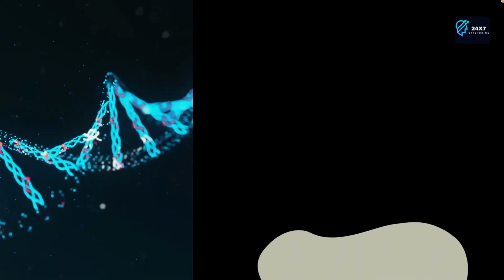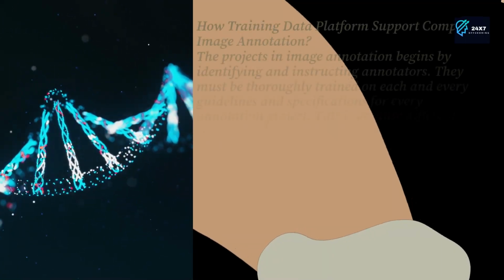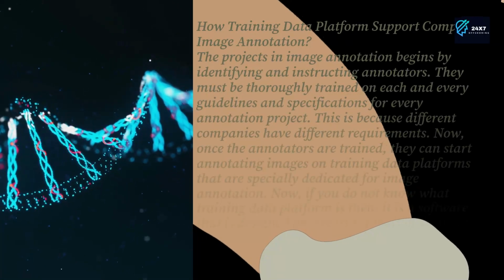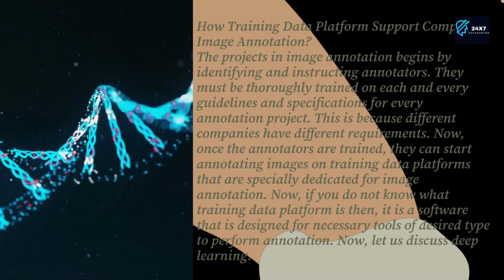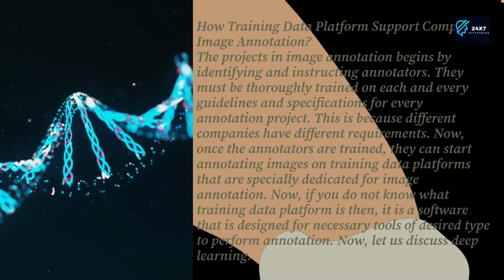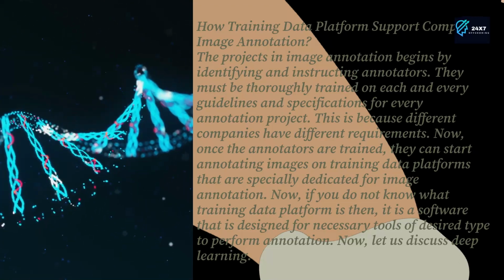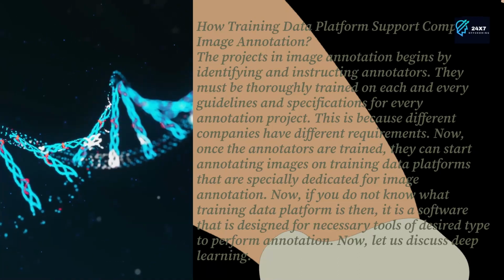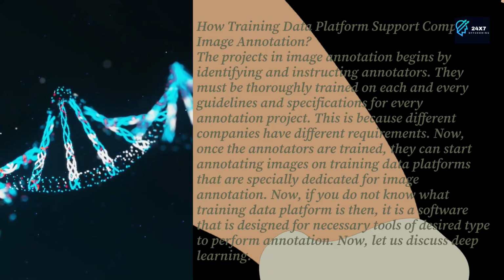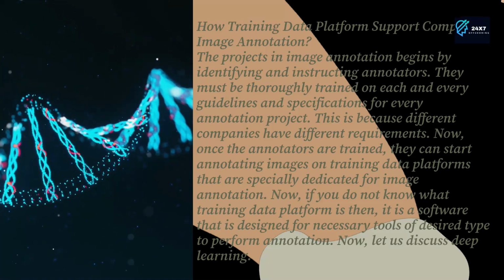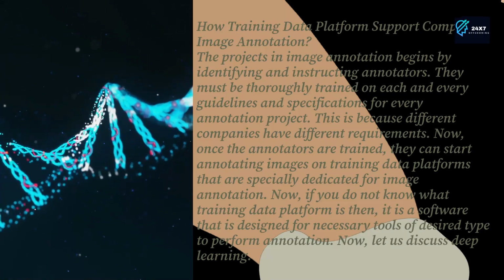How training data platforms support complex image annotation. The projects in image annotation begin by identifying and instructing annotators. They must be thoroughly trained on each and every guideline and specification for every annotation project. This is because different companies have different requirements. Once the annotators are trained, they can start annotating images on training data platforms that are specially dedicated for image annotation. If you do not know what a training data platform is, it is a software designed with the necessary tools of the desired type to perform annotation.